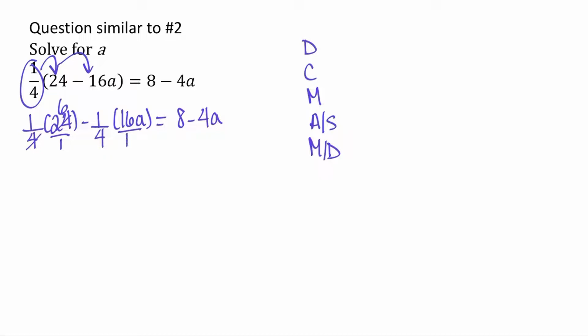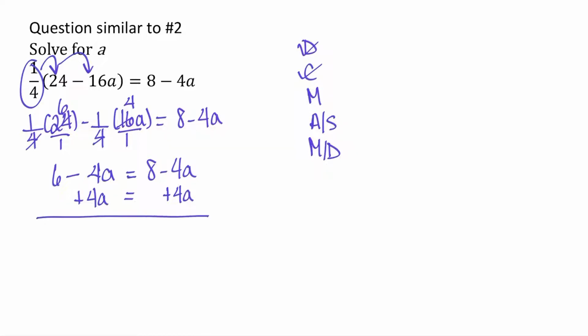16 I'm going to put over 1. And the 4 and 16 once again have a common factor of 4. So that's going to reduce to 4. So that's going to leave me with 6 minus 1 times 4 times a. So that's 4a equals 8 minus 4a. So I'm done distributing. I don't have like terms to combine. And now I need to move all my variables to one side. So I'm going to do the opposite of minus 4a, and I'm going to add 4a to both sides.